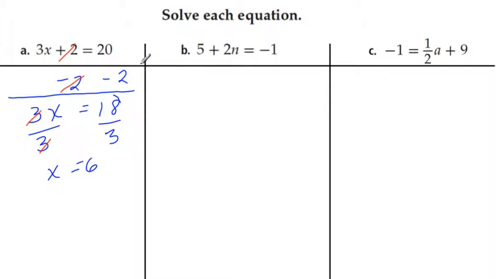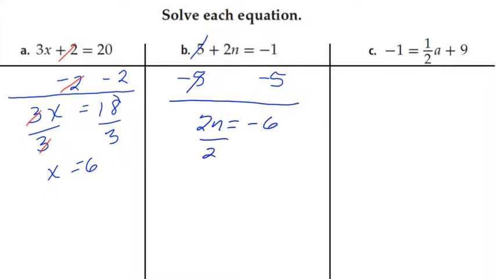In the middle column, we have 5 plus 2n equals -1. We want to get rid of our constant first. The opposite of a plus 5 is a minus 5. So working through this one, we end up the 5's canceling, and we have 2n is equal to -6. Dividing by 2 on both sides, we have n is equal to -3.